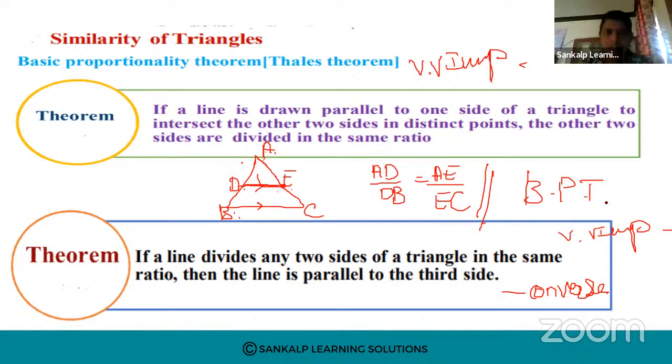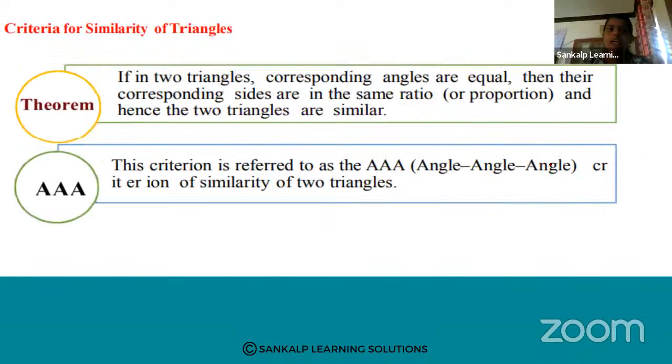Criteria for similarity of triangles. These are also very, very important criteria. Why do we call them criteria? Based on these criteria, we can say whether two triangles are similar or not. Therefore, we call it the criteria of similar triangles.